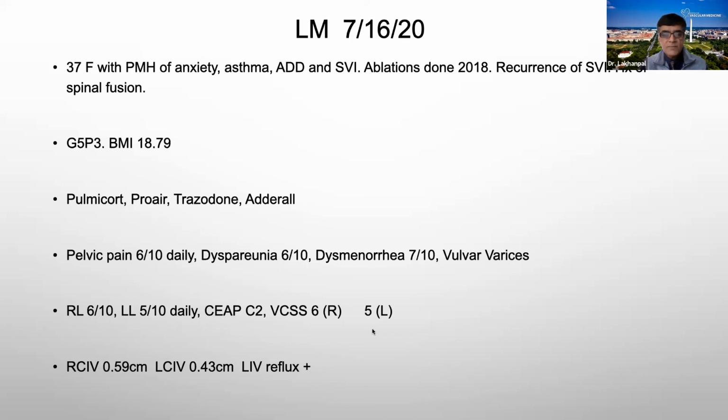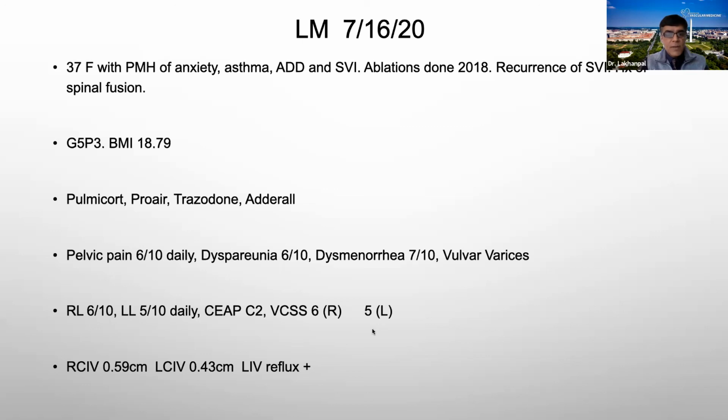One of the patients that we've just treated is a 37-year-old female with a past medical history of anxiety, asthma, attention deficit disorder, and superficial venous insufficiency. She had undergone ablations for her superficial venous insufficiency in 2018, and subsequently had recurrence of symptoms in 2019. She also has a history of spinal fusion in the past. She was gravid 5, para 3. Her BMI was 18.79. She was on Symbicort and ProAir for her asthma, took trazodone for her anxiety disorder and Adderall for her ADD.